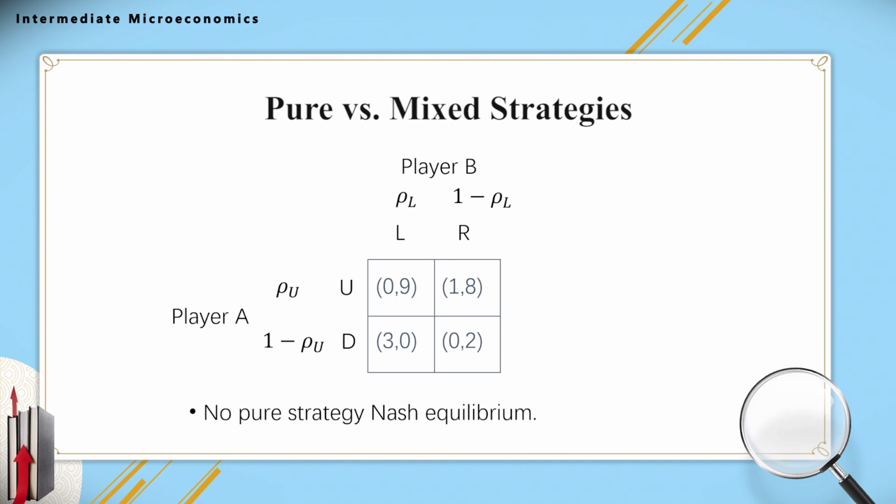To summarize, for a game with a finite number of players, each player with a finite number of pure strategies, there is at least one Nash equilibrium. Even if the game has no pure strategy Nash equilibrium, it must have at least one mixed strategy Nash equilibrium. This course will not discuss the calculation of mixed strategies. If you are interested, you could verify the mixed strategy equilibrium in our example involves rho U equal to 2/3 and rho L equal to 1/4.